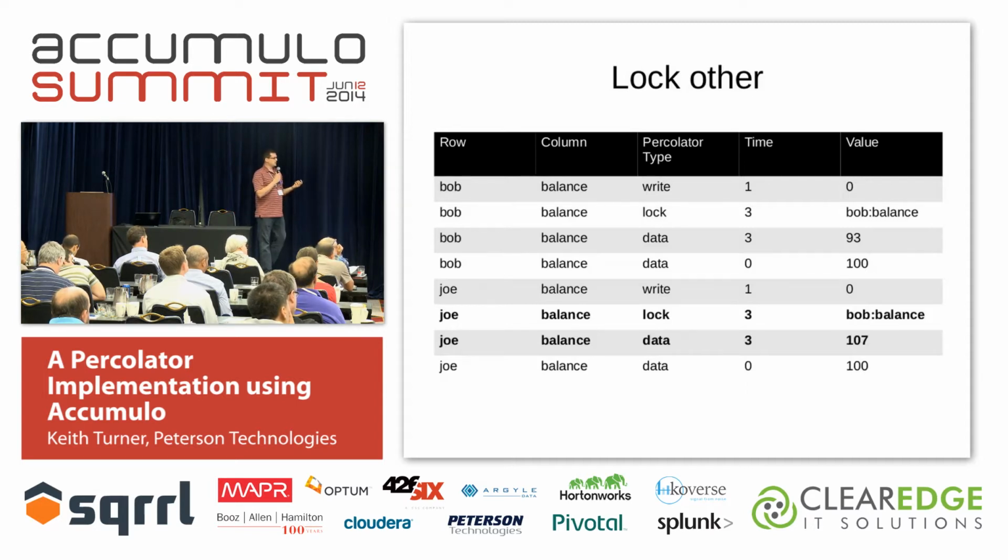Now, if another transaction were to come along and try to read right now, depending on when that transaction started, it would either see 100, 100, or it would see 93, 107. It would never see anything else because of the way that the timestamps work with the timestamp oracle.